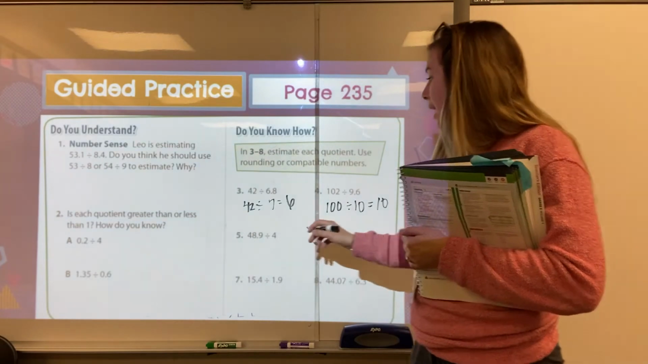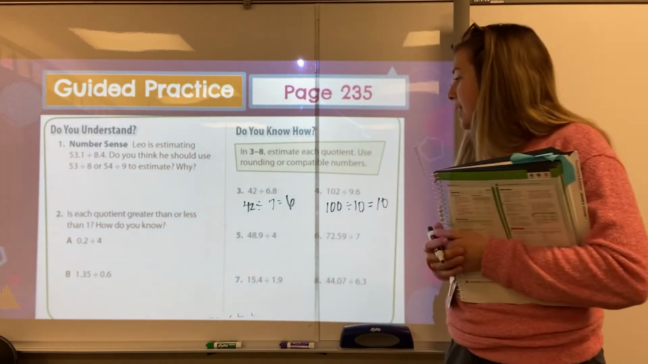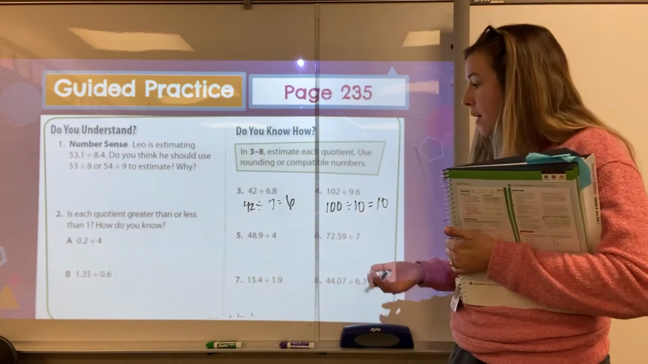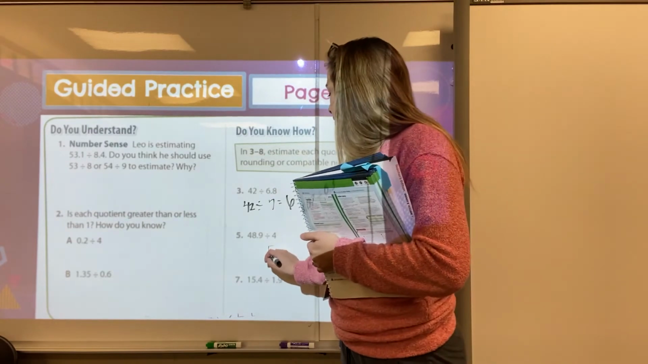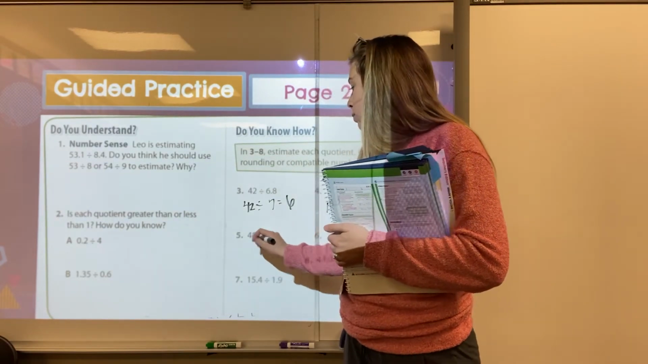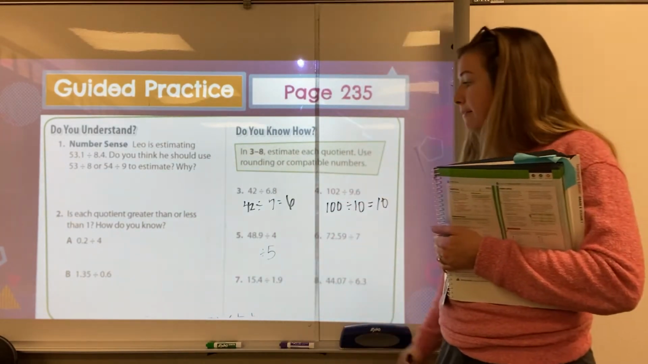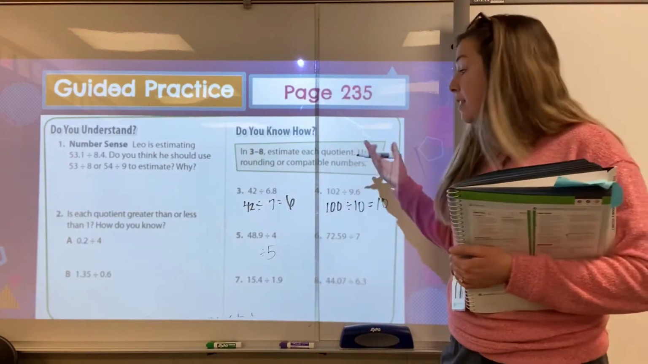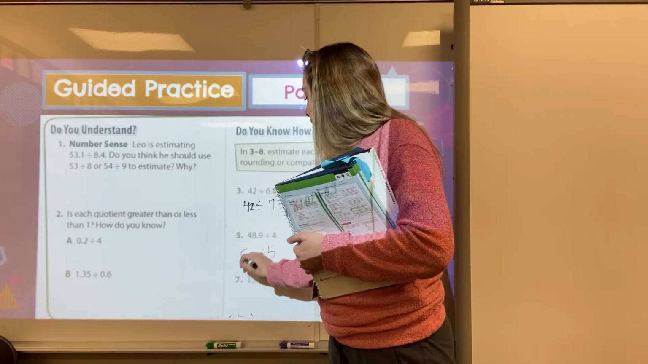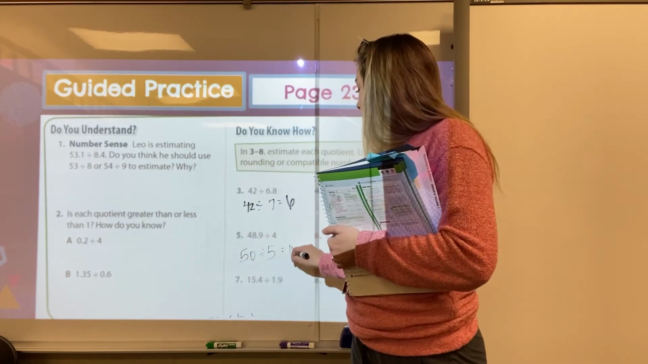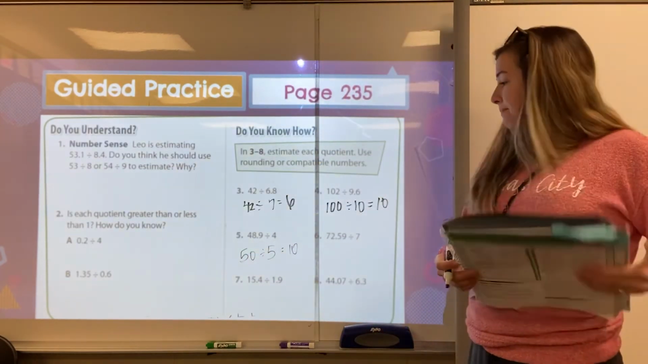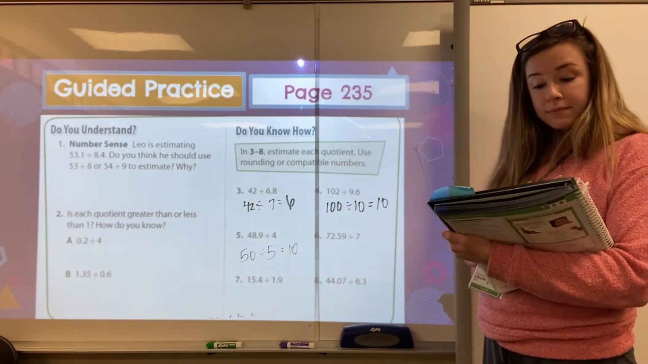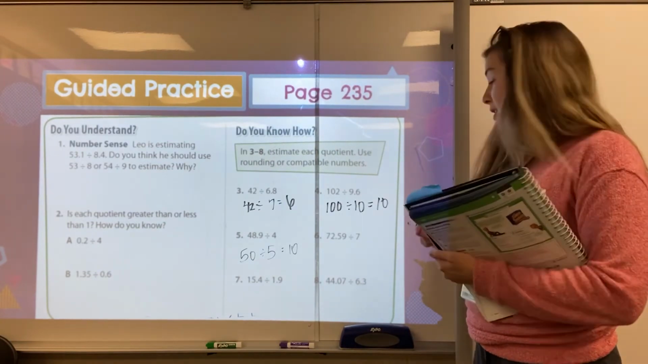Alrighty, number 5. We have 48 and 9/10 divided by 4. So I think we could round 4 to 5. And then what number is 48 close to that 5 would go into evenly? Well, I know if it ends in a 0 or a 5, then 5 will go into it. So I could pick 50. 50 divided by 5 is going to be 10.